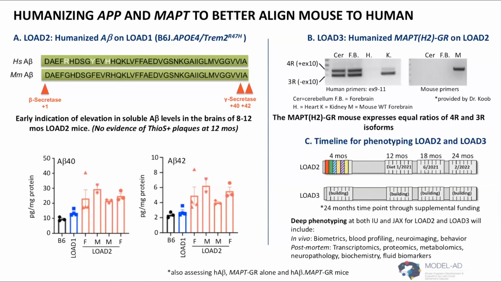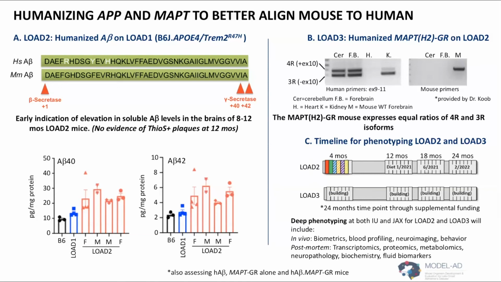We call this process deep phenotyping because it's going to be done at both sites, so at Indiana University and JAX, because we want to ensure that if a phenotype is seen on one site, it's seen on another to maximize chances of reproducibility of certain phenotypes. And as I mentioned, the phenotyping pipeline that we've developed includes biometrics, blood profiling, neuroimaging, behavior, as well as post-mortem assays such as transcriptomics, proteomics, metabolomics, neuropathology, biochemistry, and fluid biomarkers.